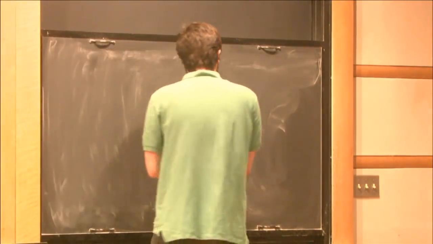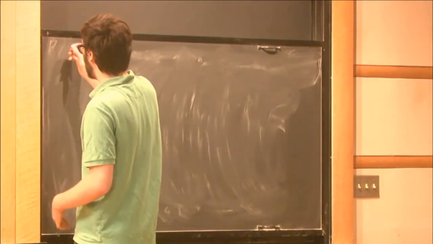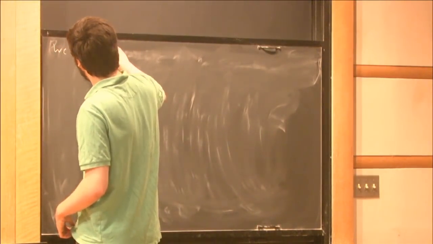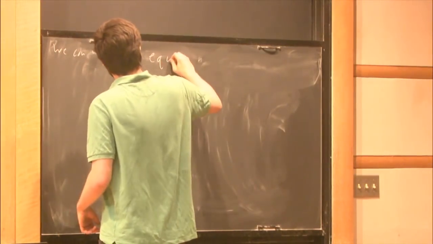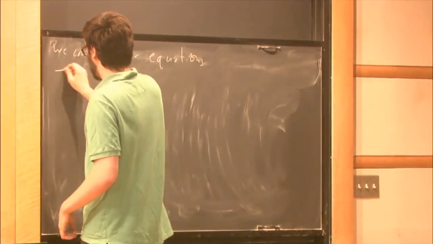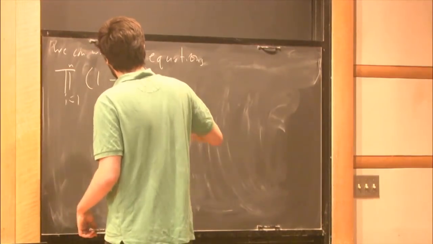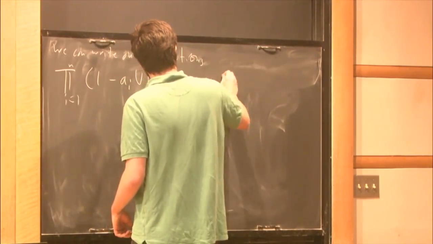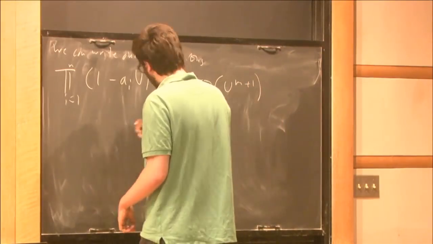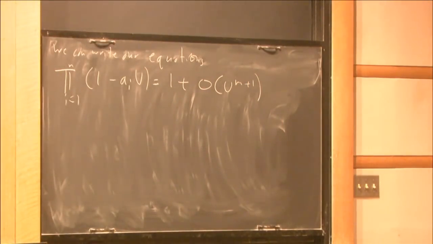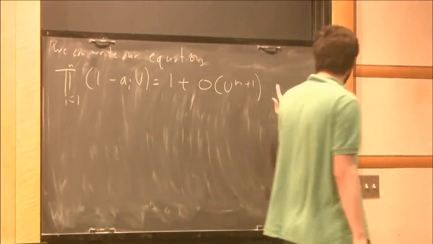For these purposes, it's going to be convenient to write the variables another way around. So we can write our system of equations as the product over i equals 1 to n of 1 minus ai times u is equal to 1 plus O of u to the m plus 1. I'm using the elementary symmetric polynomials backwards, so I've written it as being the lowest order term instead of the leading terms, with a different variable.